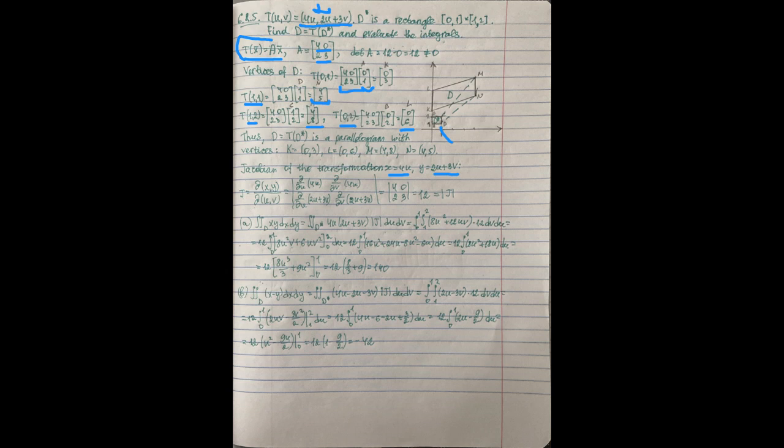I need the absolute value because for our formula, when we evaluate the integrals, we need the absolute value of the Jacobian, not just the Jacobian. If it's negative, we should take the positive value.